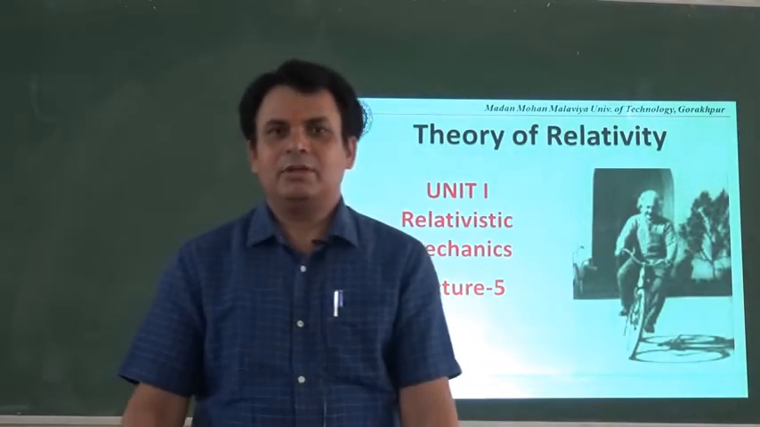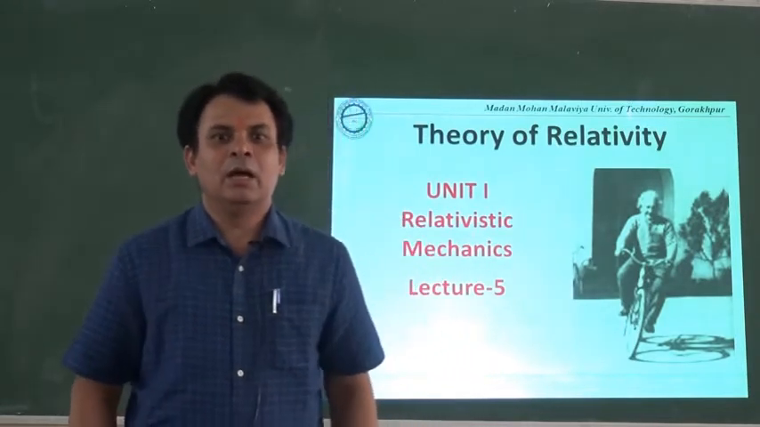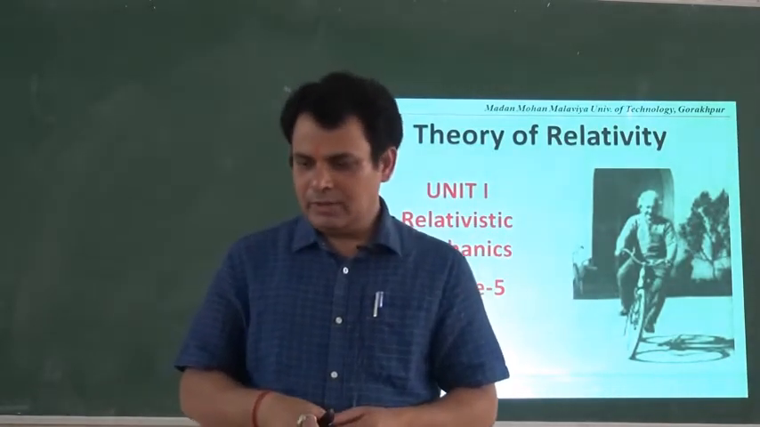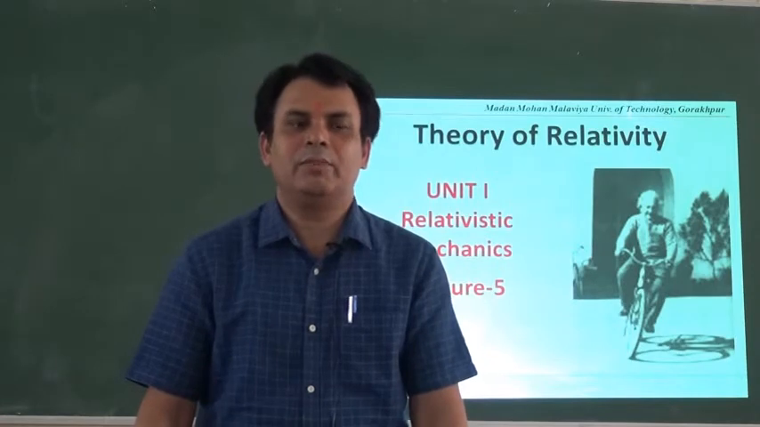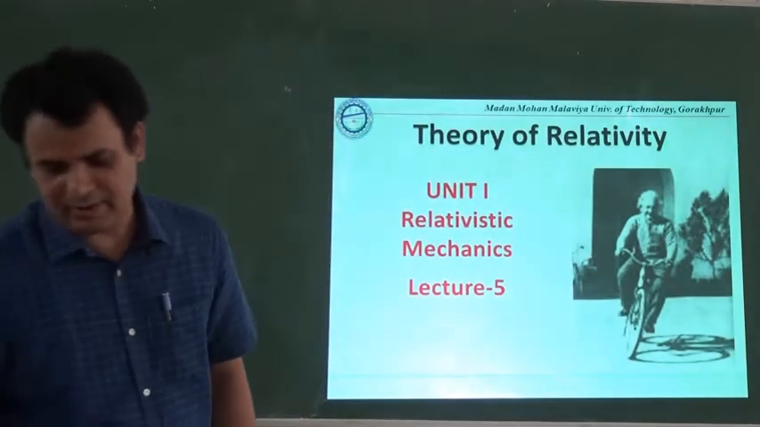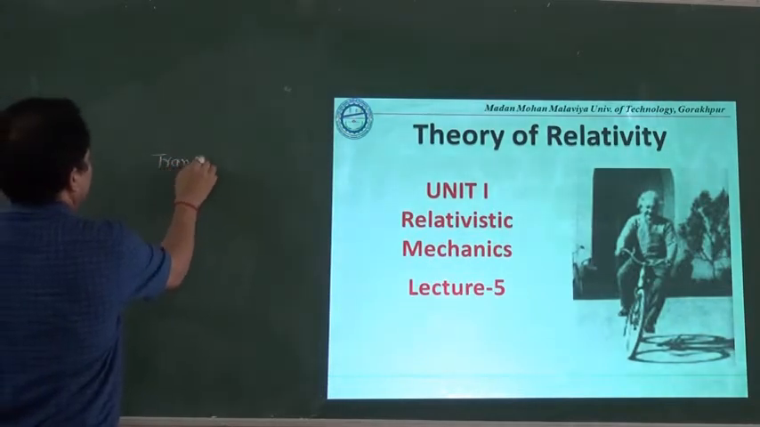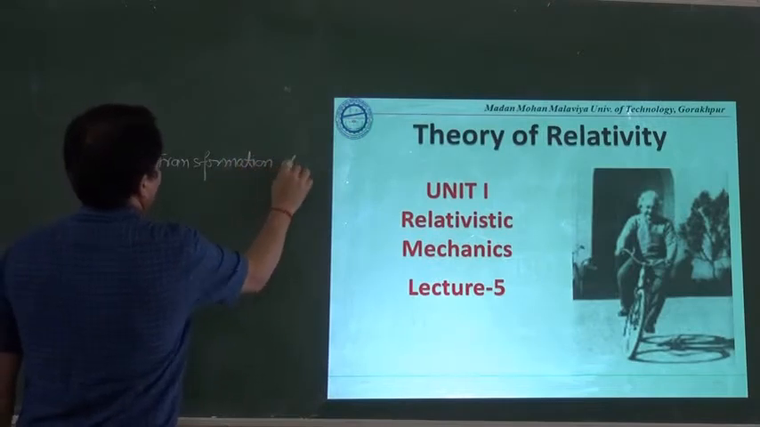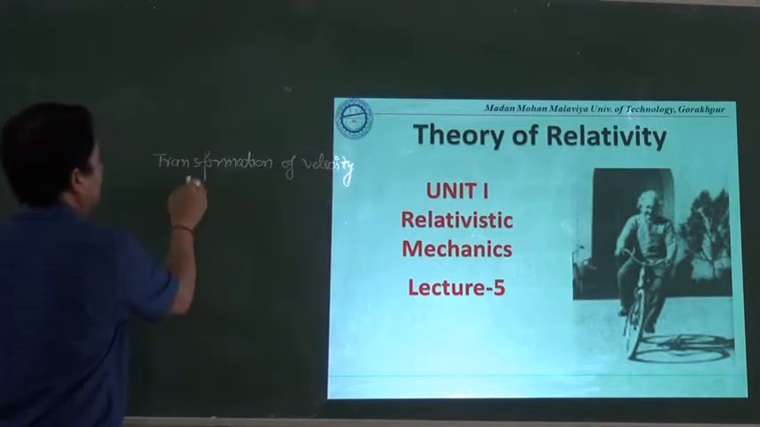Today we will discuss the effect of velocity in the relativistic mechanics for the mass as well as for the velocity component. Here we will see what will happen if we consider the velocity component by being in the moving frame of reference or by being in the static frame of reference. So that is known as transformation of velocity components.